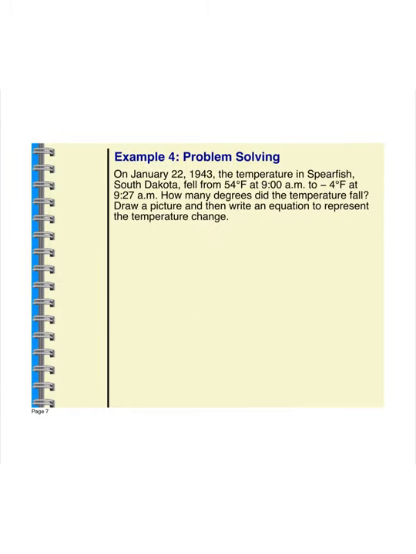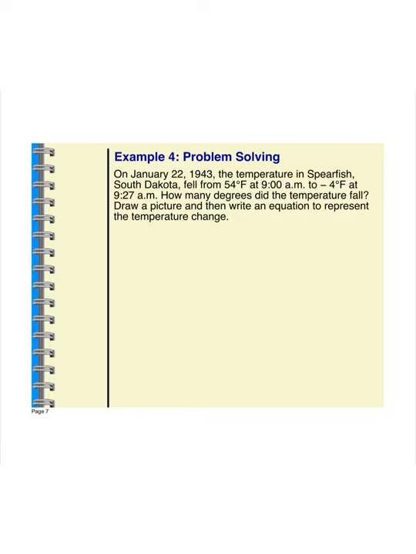Last example for today's notes, some more problem solving. On January 22nd, 1943, the temperature in Spearfish, South Dakota fell from 54 degrees Fahrenheit at 9 a.m. to -4 degrees Fahrenheit at 9:27 a.m. How many degrees did the temperature fall? We're going to draw a picture and then write an equation to represent the temperature change.